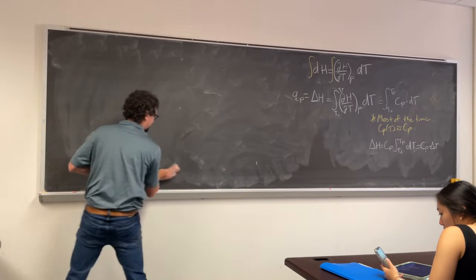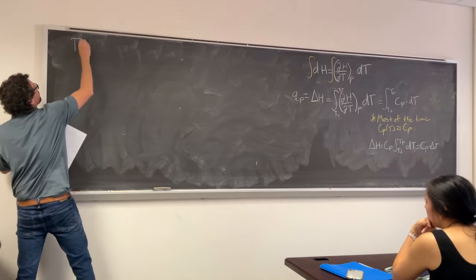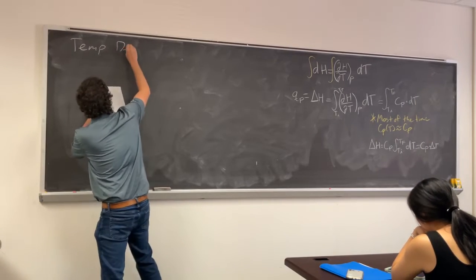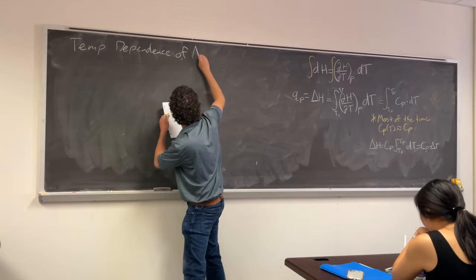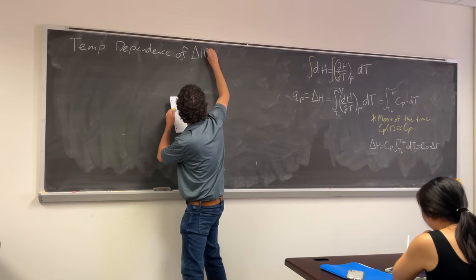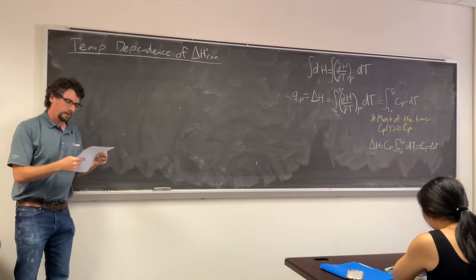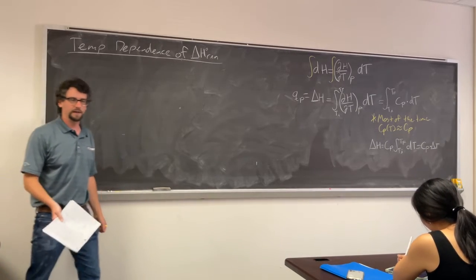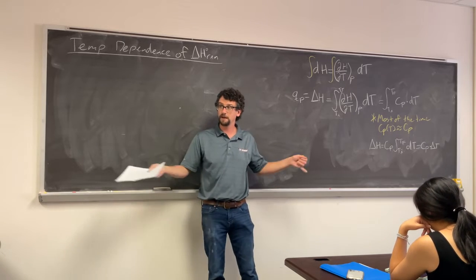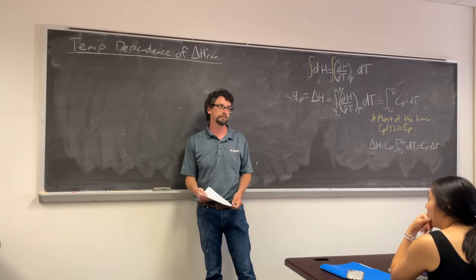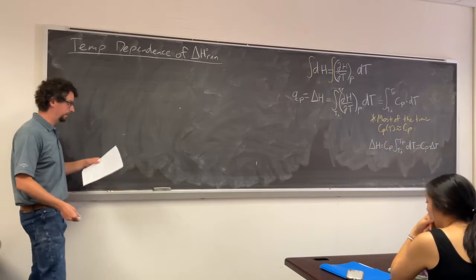So let's talk about the temperature dependence of heats of reaction, delta H. So far, we've only considered looking at heats of reaction at one specific temperature where the temperature is not changing. What about if we do want to look at a system where that temperature is changing?